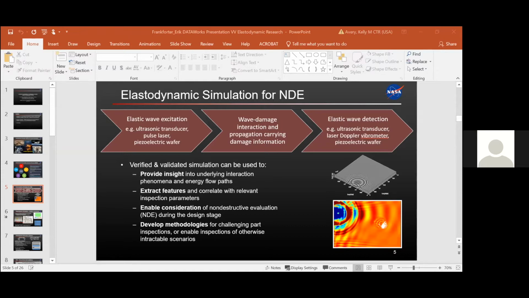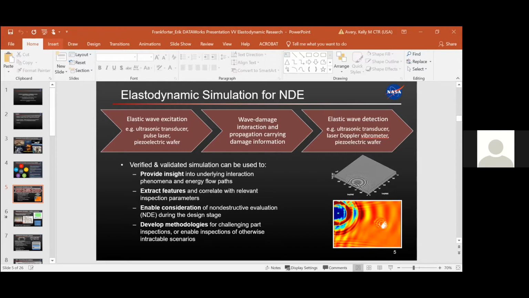This is actually an ongoing challenge. Without access to easy to implement validated tools, validated for the application at hand, NDE is often considered last in the design stage, and some parts are very challenging to inspect or maybe uninspectable, which can be unfortunate to find out later down the road, as well as developing methodologies for challenging inspections, otherwise intractable scenarios, and simulation can help to fill in this gap.